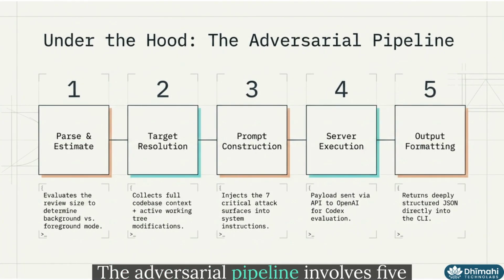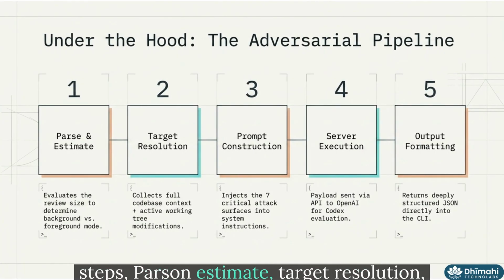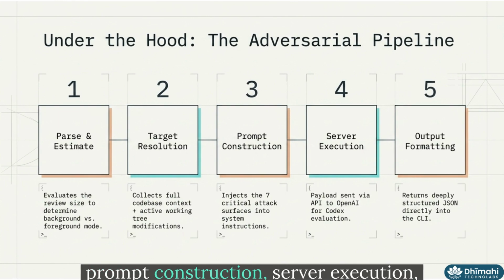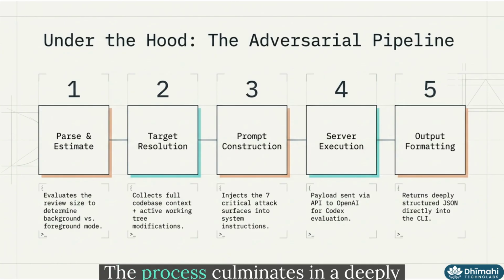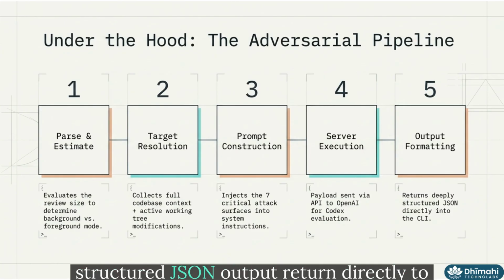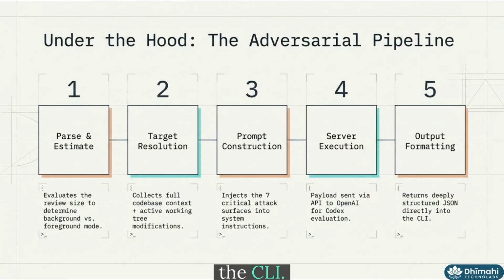The adversarial pipeline involves 5 steps: parse and estimate, target resolution, prompt construction, server execution, and output formatting. The process culminates in a deeply structured JSON output returned directly to the CLI. The adversarial prompt construction injects 7 critical attack surfaces into the system instructions.